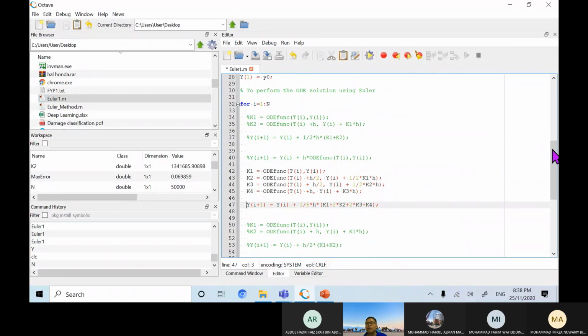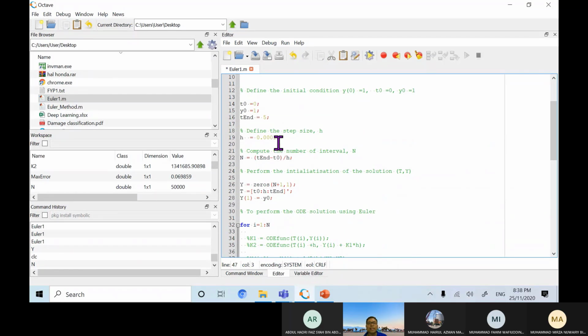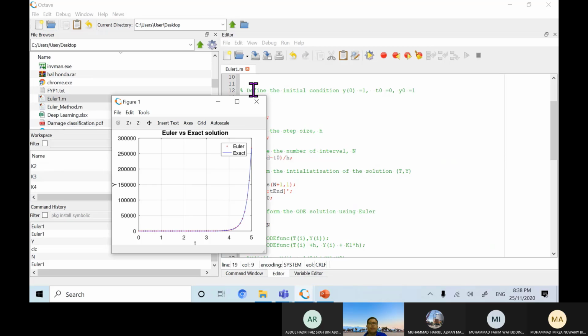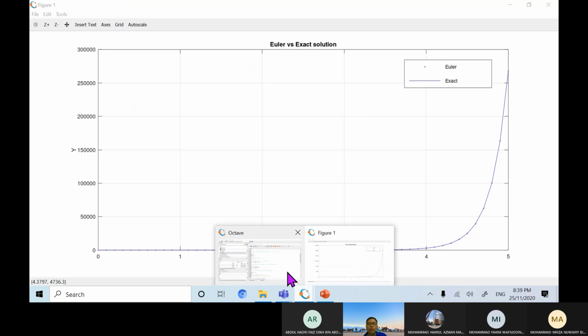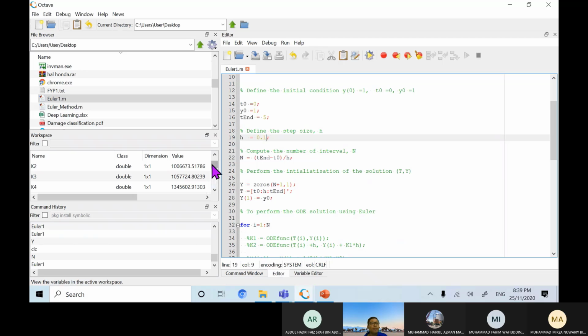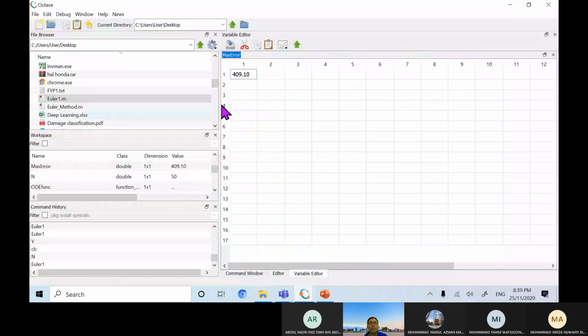So if let's say I run it using, katalah, H saya tak sekecil sangat, saya buat 0.1. Cuba tengok apa hasil dia. 0.1 you tengok dia dah almost tepat. Nilai H tu besar tapi dia dah tepat terus. Dia tak ada lari langsung. Cuba tengok error dia berapa. Max error, agak besar juga, 409.